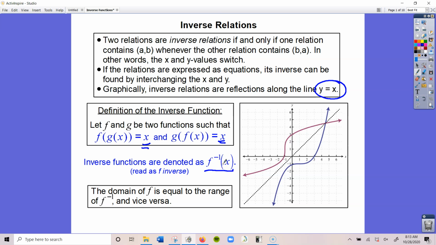And then finally, the domain of your function is equal to the range of the inverse and vice versa. This is because your x and y values switch places for the inverses, which means the domain and range also switch places, since the domain represents the x's and the range represents the y's.